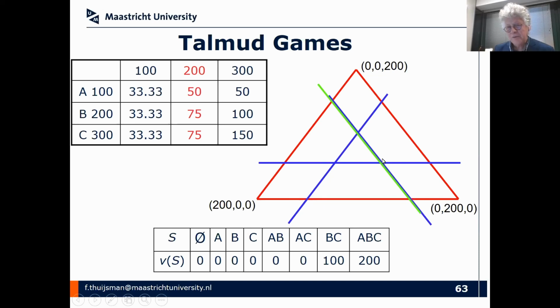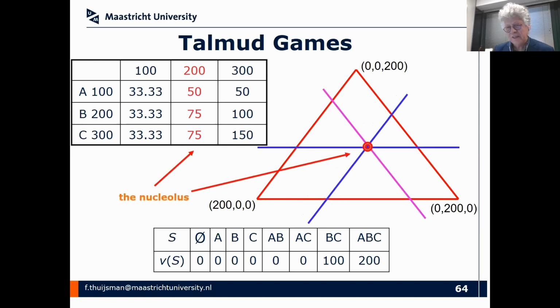If I would push the blue and the green line further, the core would be non-empty. So I freeze the two lines that are overlapping, and I continue pushing the other two lines until I have a unique solution, which is the nucleolus of the game. It's exactly the numbers from the Talmud.